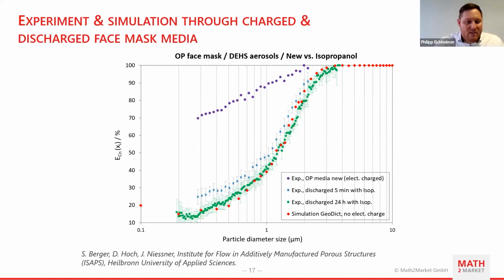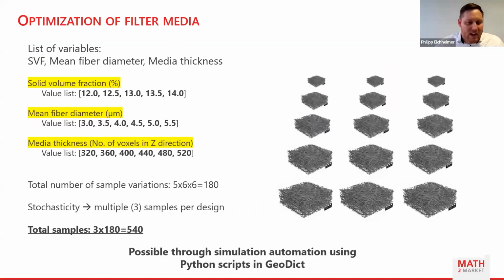However, of course, simulations in GeoDict, as I already mentioned, are also possible to simulate the electrostatic charge. So we could, for example, just use the different electrostatic charges of the filter media until we match the original purple points. But this would be out of the scope because it's just a fitting of the simulation tools. We don't know the real value. And then to first of all have the reference of the micro CT directly.